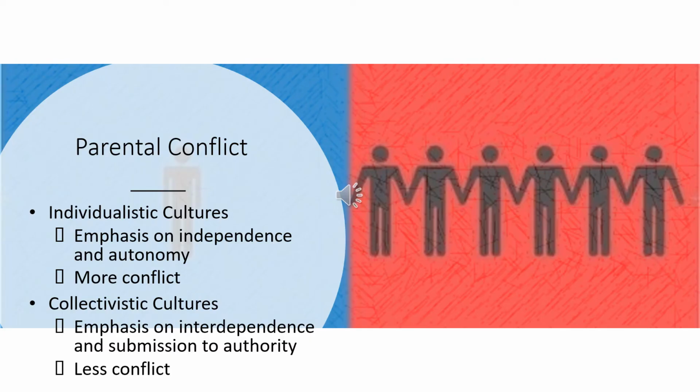So in terms of parental conflict around the world, we do see higher rates of conflict in individualistic cultures because we have that emphasis on independence, on autonomy, and we see less conflict in collectivist cultures, which emphasize more interdependence, what's best for the group harmony, and basically submission to authority or elders. But we still do see increased rates of parental conflict with adolescents and parents, even in collectivist cultures.